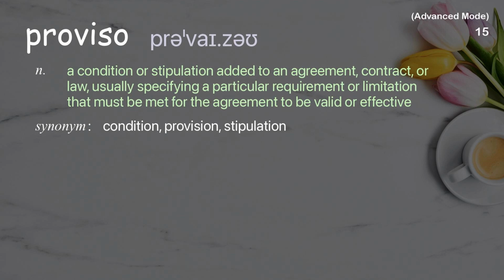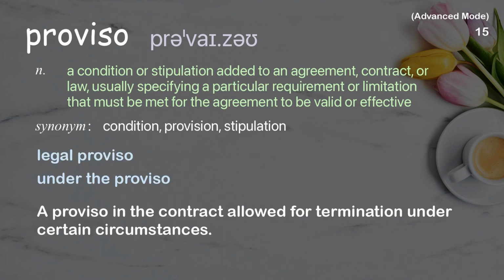Proviso. A condition or stipulation added to an agreement, contract, or law, usually specifying a particular requirement or limitation that must be met for the agreement to be valid or effective. Examples: Legal proviso. Under the proviso. A proviso in the contract allowed for termination under certain circumstances.